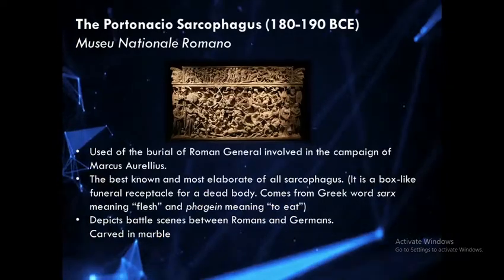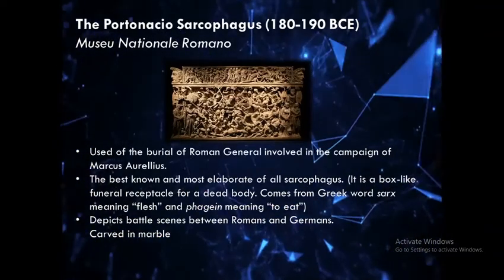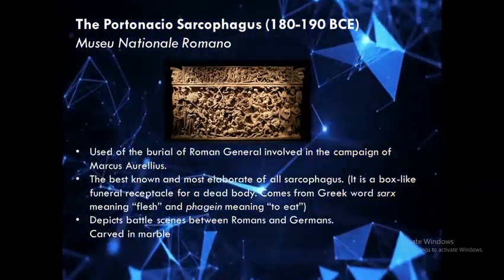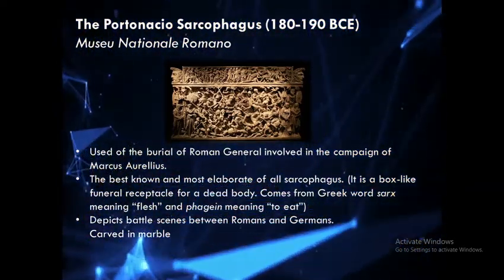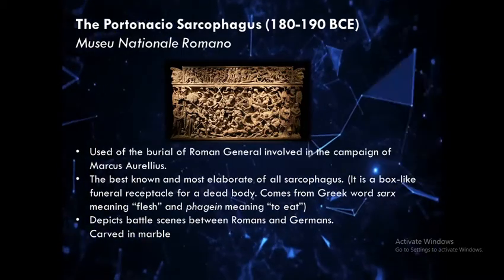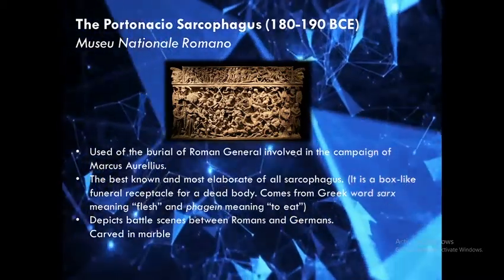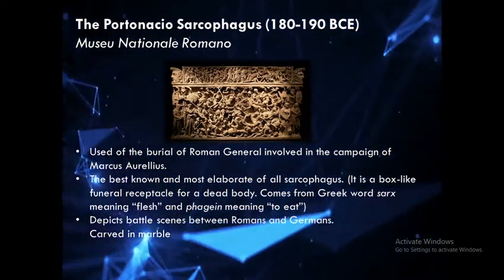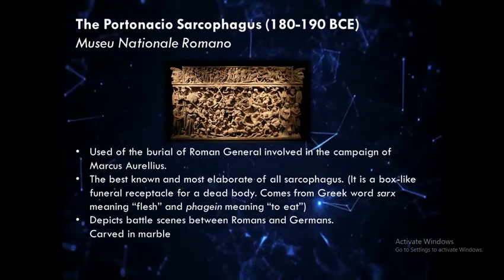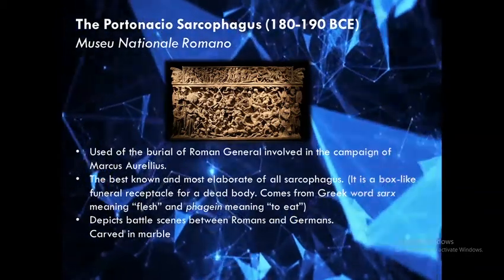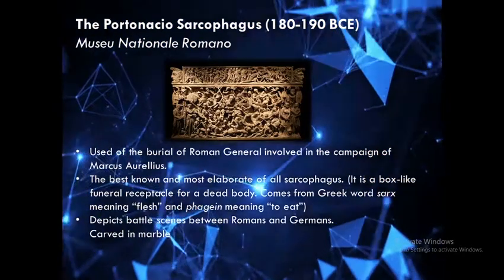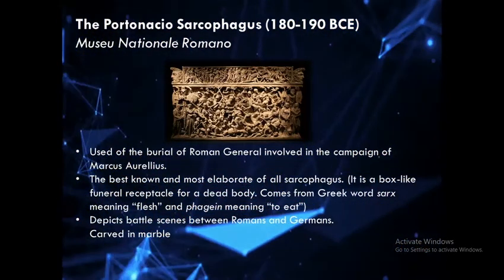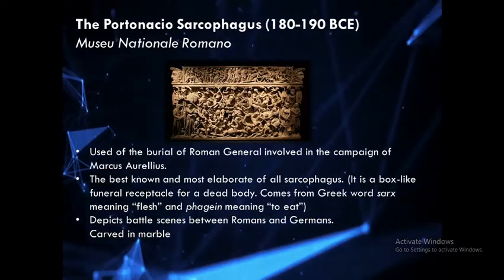The Portonaccio sarcophagus, 180 to 190 CE, Museo Nazionale Romano. Used for the burial of a Roman general involved in the campaign of Marcus Aurelius, it is the best known and most elaborate of all sarcophagi. A sarcophagus is a box-like funeral receptacle for a dead body. The word comes from the Greek sarx meaning flesh and phagein meaning to eat. It depicts a battle between Romans and Germans, carved in marble.